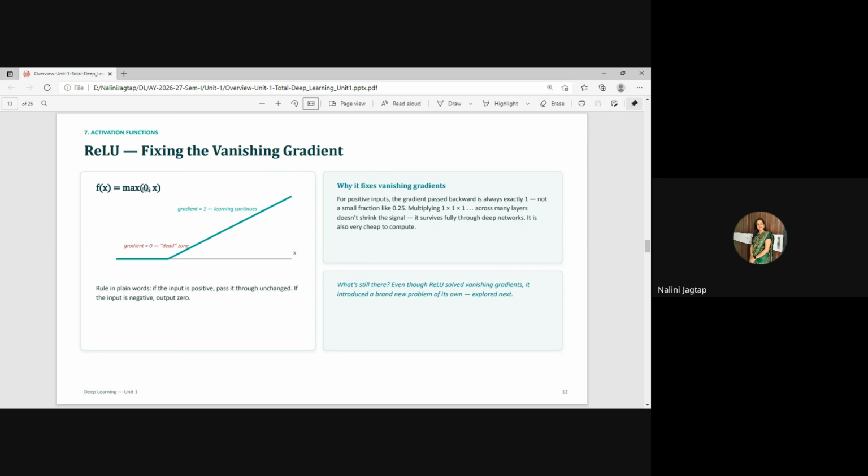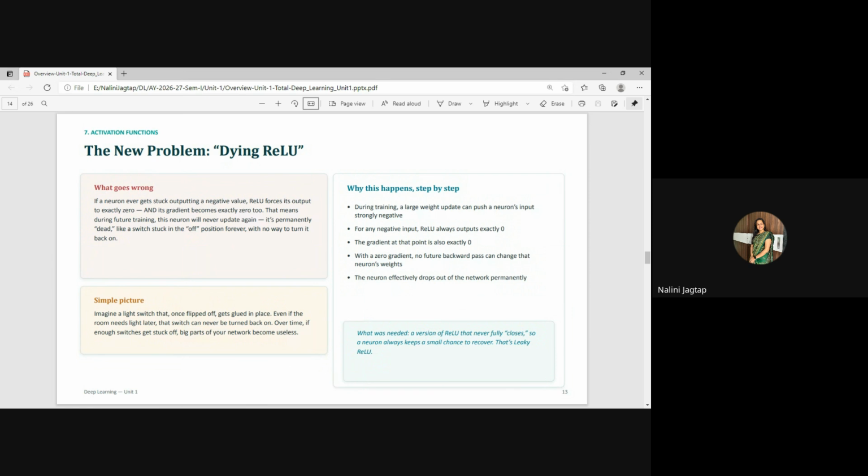Now we'll see the problem of ReLU, the dying ReLU problem. Please recall the pattern that governs the entire story: every fix introduces its own new flaw. ReLU is no exception. Consider what happens if, during training, a particular neuron's input gets pushed strongly negative, perhaps as a side effect of an unusually large weight update elsewhere in the network.